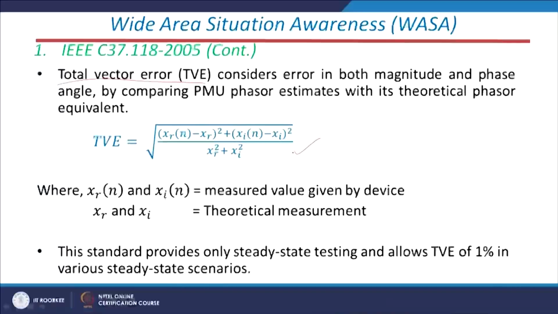The mathematical expression for this TVE is: (xrn minus xr) whole square plus (xin minus xi) square, divided by xr square plus xi square. What are this xrn and xin? xrn and xin are the values measured by the device, and xr and xi are the theoretical values.